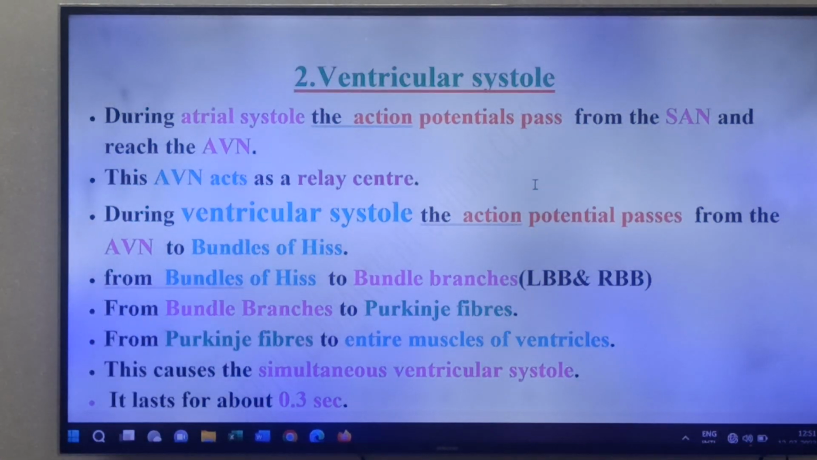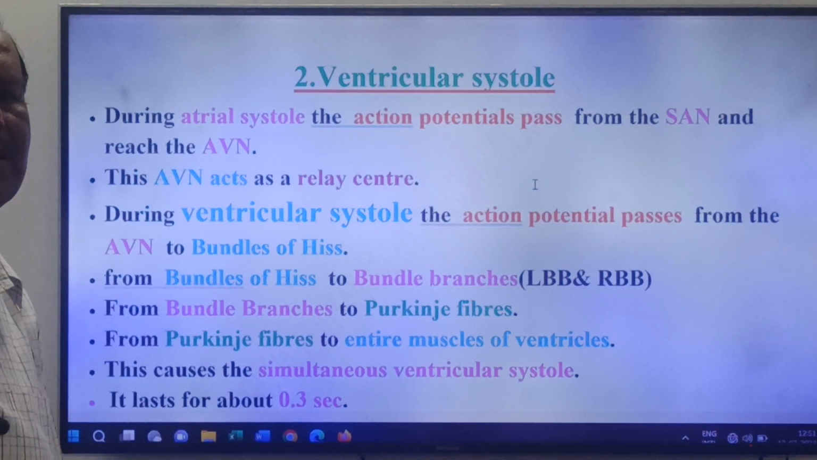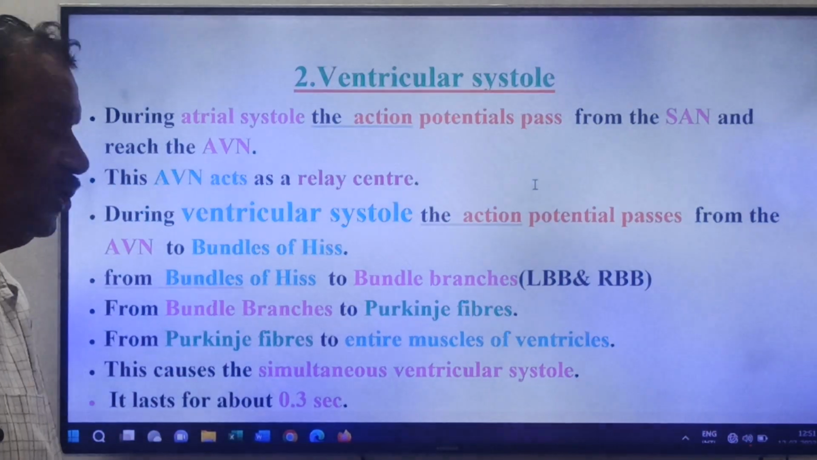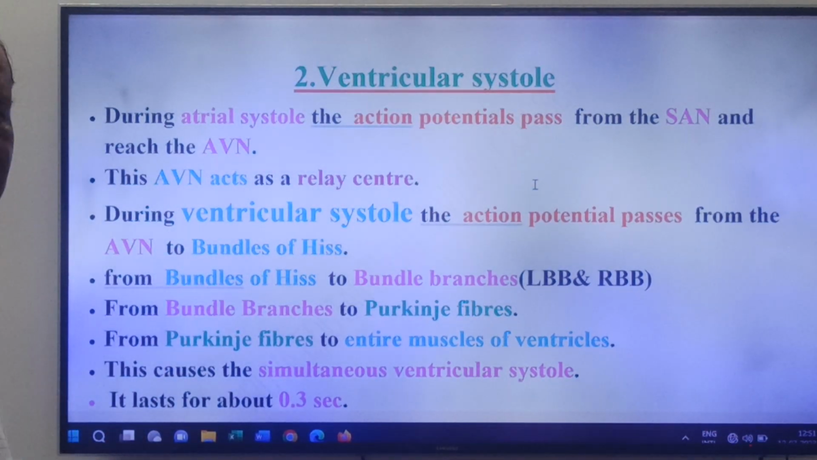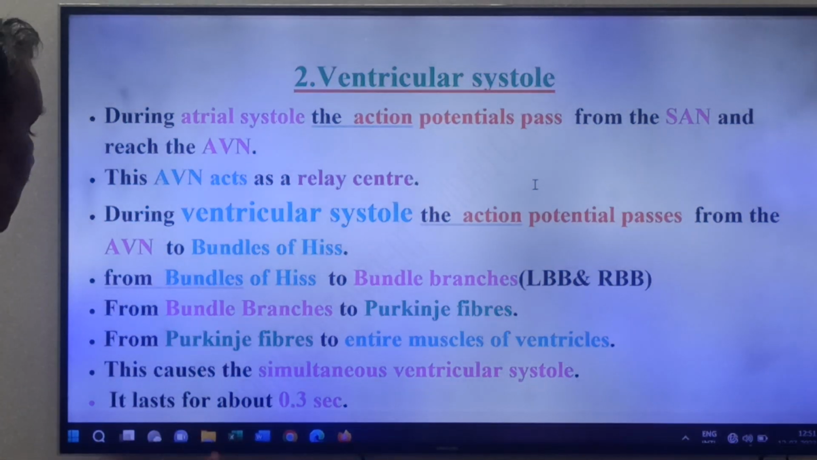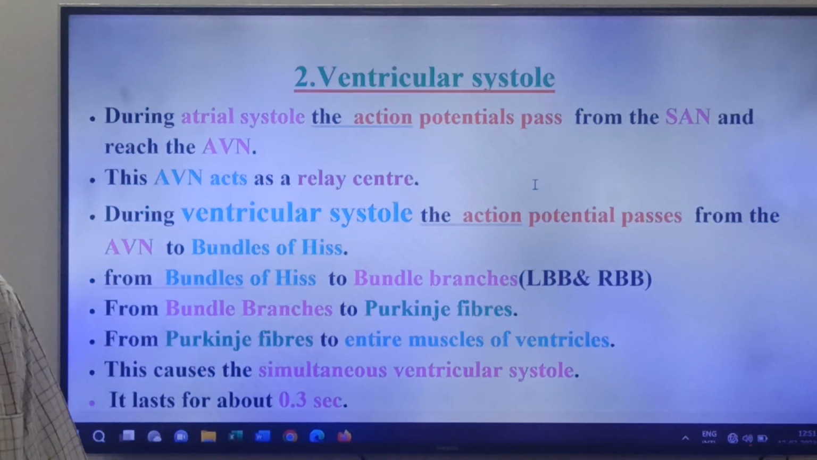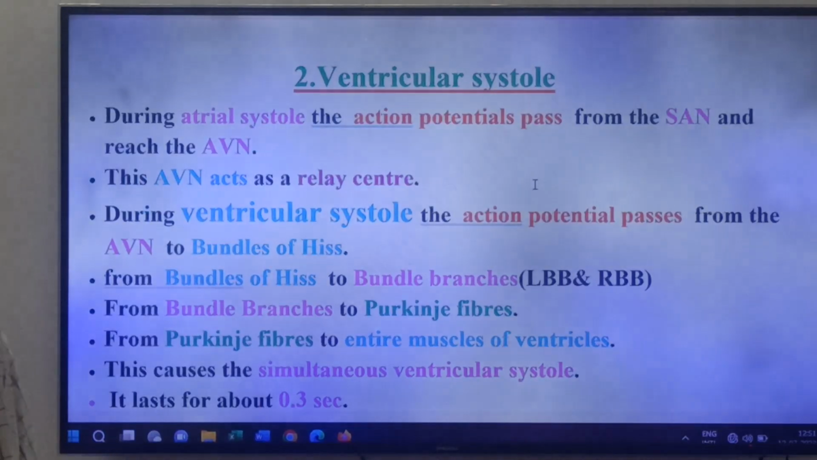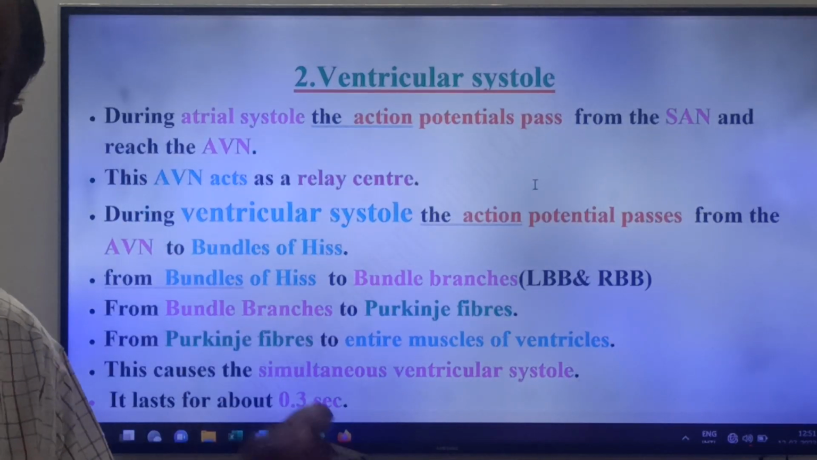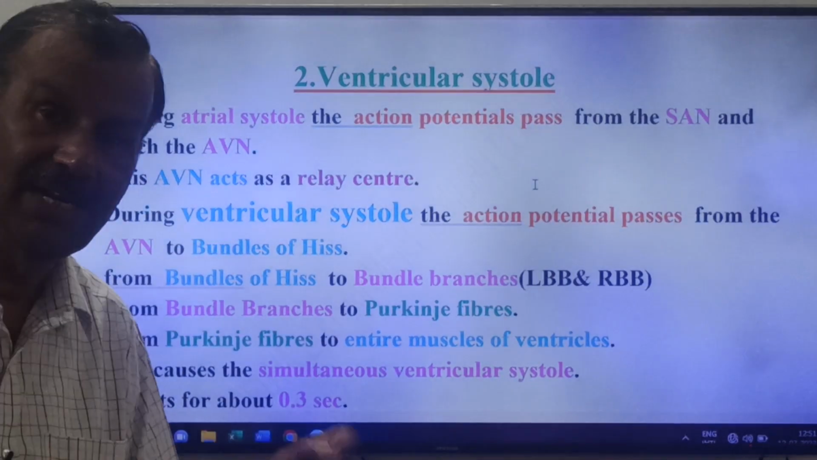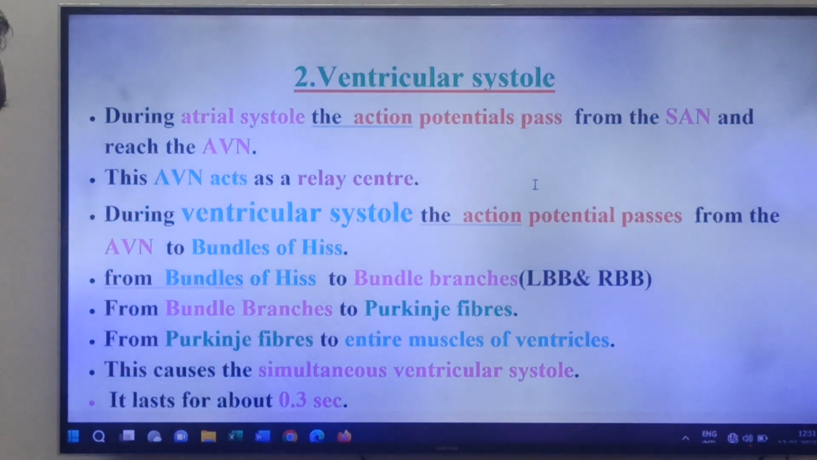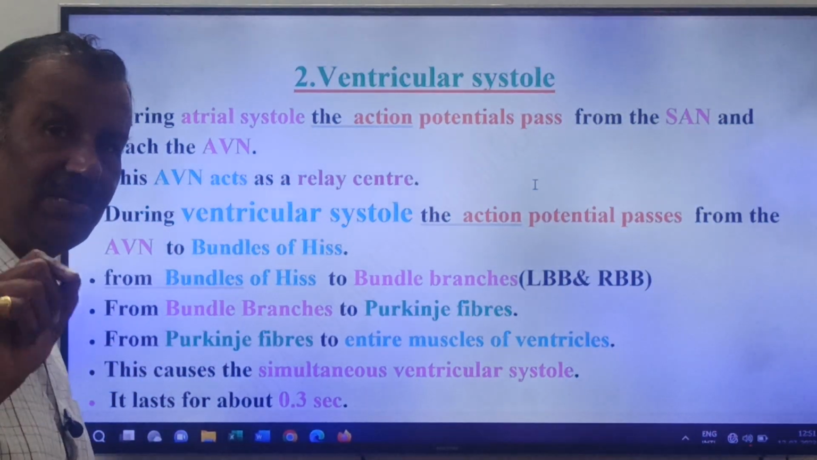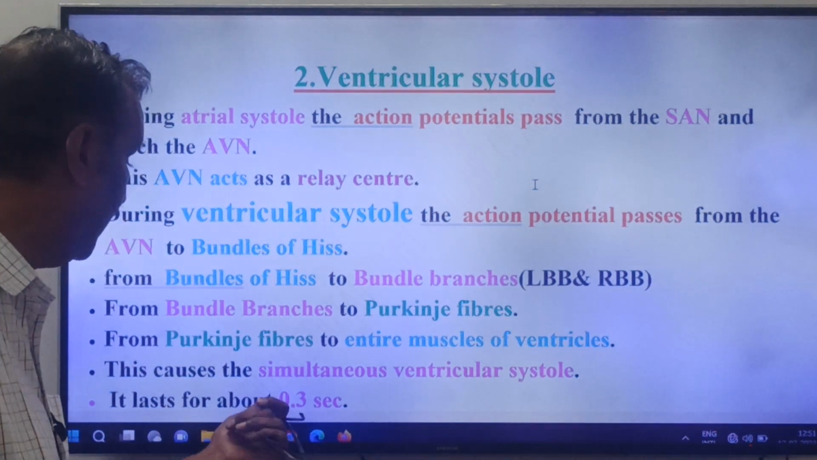Due to that, what happens, friends? Ventricular systole takes place. So this causes a stimulation of the ventricular systole. It lasts about 0.3 seconds. Friends, what is the duration of the ventricular systole? 0.3 seconds. What is the duration of the atrial systole? 0.1 seconds, friends.